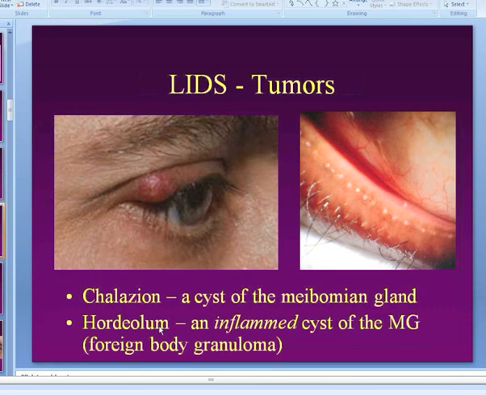Oh, by the way, you'll see in your books hordeolum also. A chalazion is when it's encapsulated and not so inflamed. A hordeolum is exactly the same thing, but it's more acutely inflamed.